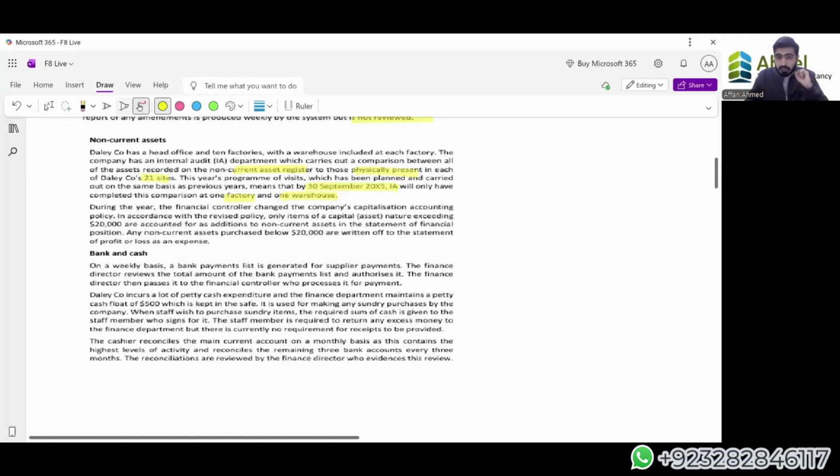If I'm setting a policy, what I can do is discuss it with the internal audit department manager or a particular person from the internal audit department, and ask what they do with this policy. How did they implement this policy? Review the minutes of the board meeting where the policy is discussed with the internal audit department. Review the records of physical verification: were the complete assets of 21 sites verified or not?